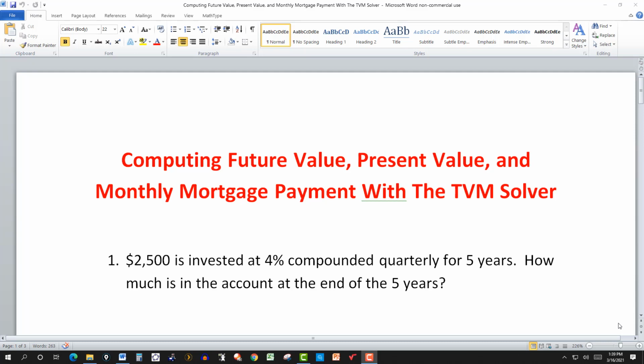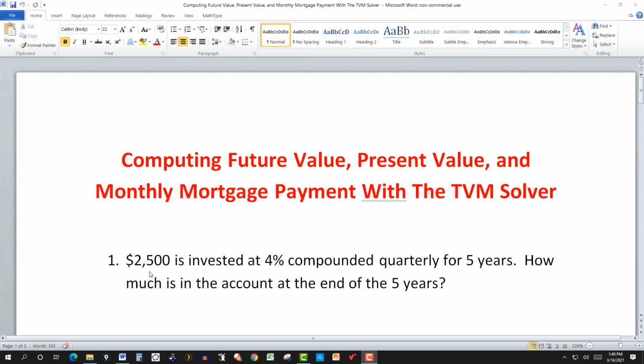In this video, we're going to look at how you can compute future value, present value, and your monthly mortgage payment using the TVM solver. That's the time value of money application that can be found on TI calculators, 83, 84, 89, and others. I'll be using the TI-84 on this one. So let's look at the first problem.